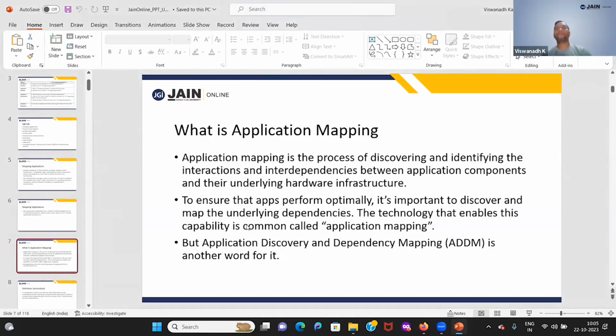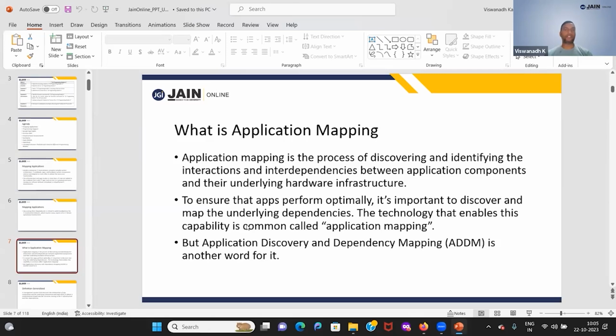So what is application mapping? It is a process of discovering the requirements or identifying the interactions and dependencies between the application components and their underlying hardware infrastructure. To ensure that the platform performs optimally, it's important to discover and map the underlying dependencies.